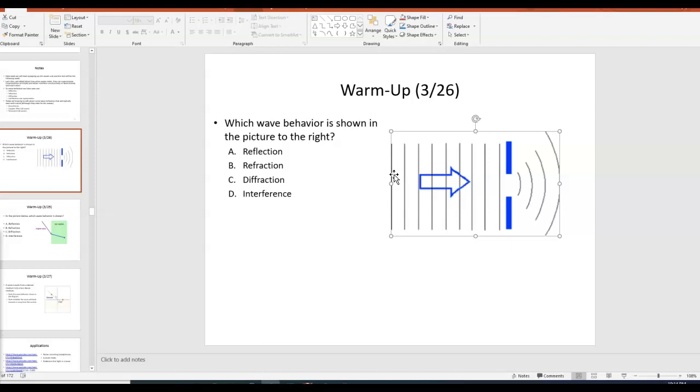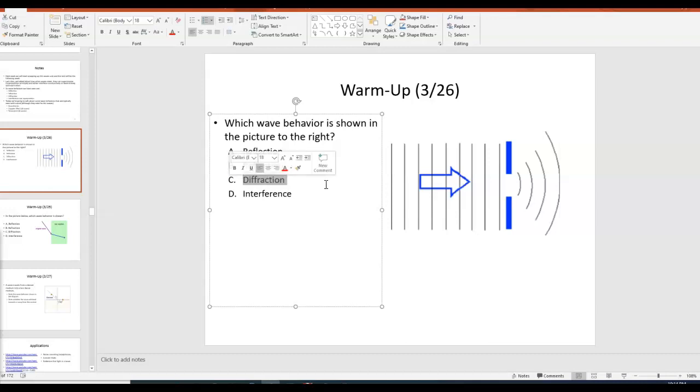Okay, so this type of wave behavior is diffraction, so the answer is C. Remember, diffraction is when a wave hits an opening like this and it spreads out past the opening. Not to be confused with refraction, which is when a wave is traveling from one medium into a completely different medium, and that's what causes the bending. Okay, so this is diffraction, so the answer is C.